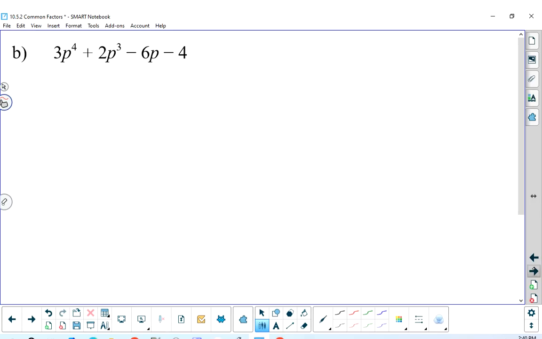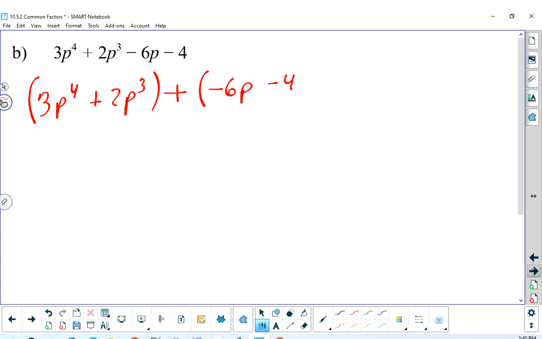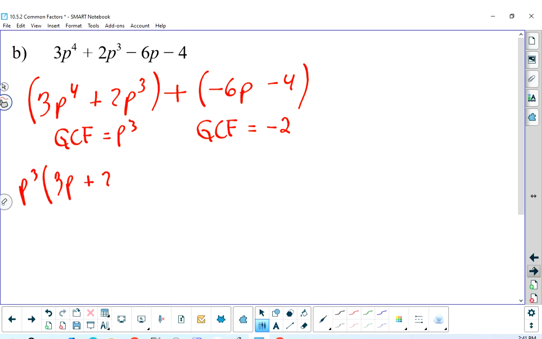Let's take a look at this one. 3p to the 4 plus 2p cubed in its own set of brackets. Remember, I said you need a plus here. So in the second set of brackets, negative 6p minus 4. The greatest common factor here is p cubed. The greatest common factor here is 2, but I'm going to put negative 2, and you'll see why in a second. So I factor out p cubed, and I'm left with 3p plus 2.